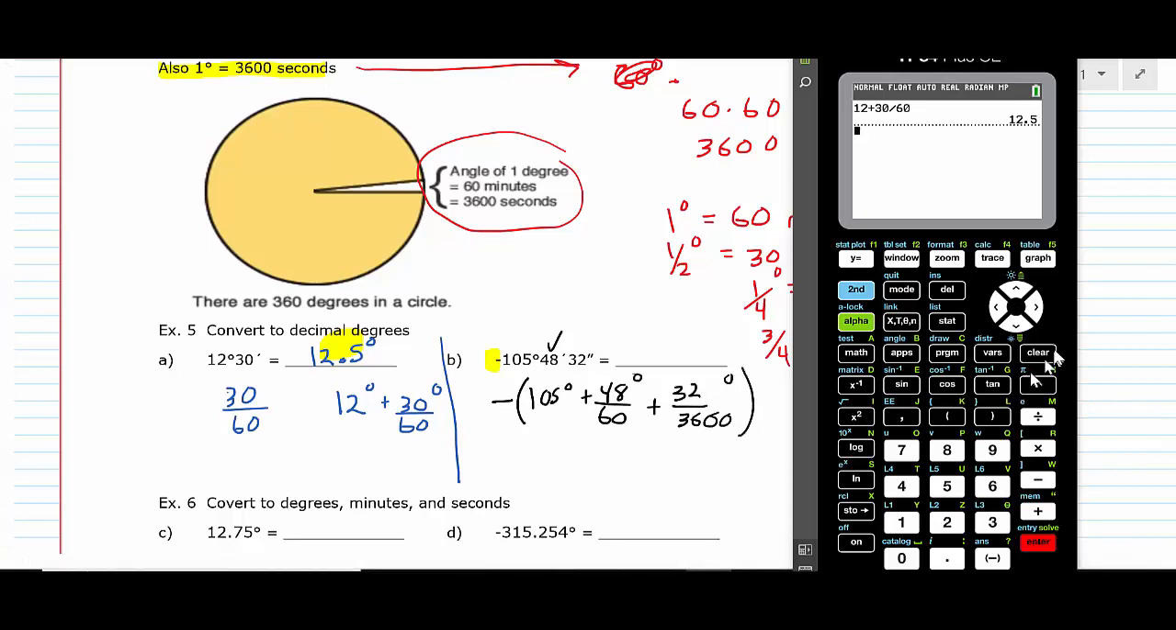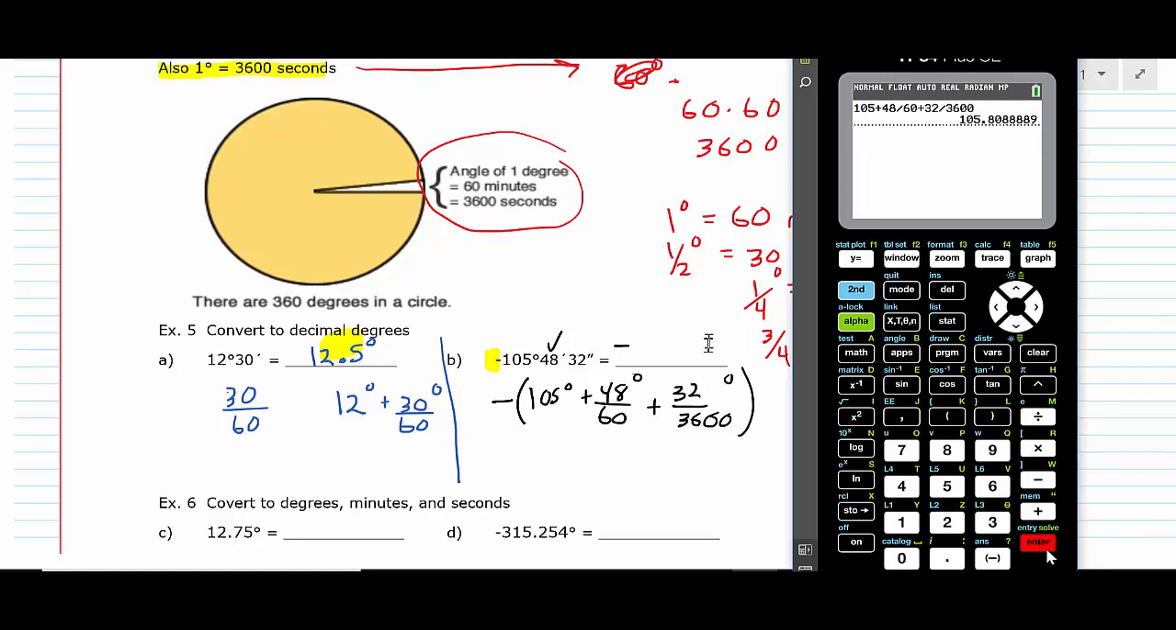So the way I do this on my calculator, you don't have to put that negative in, because all that tells you is the answer is negative anyway, see. So I just go 105 plus 48 over 60, and then plus 32 over 3,600, and then I'll have the decimal.